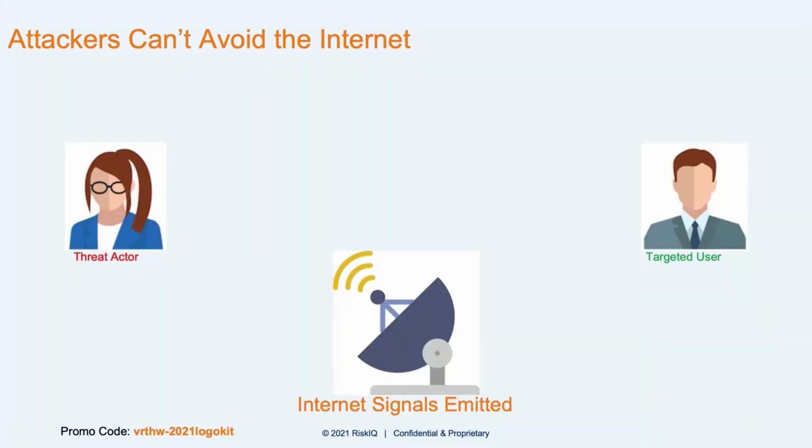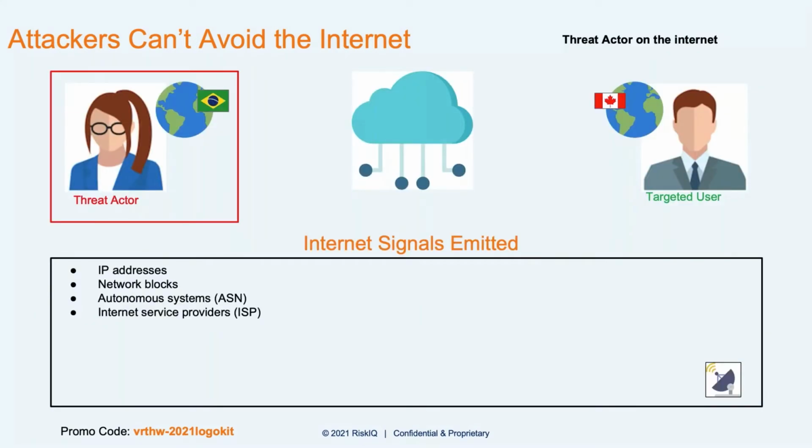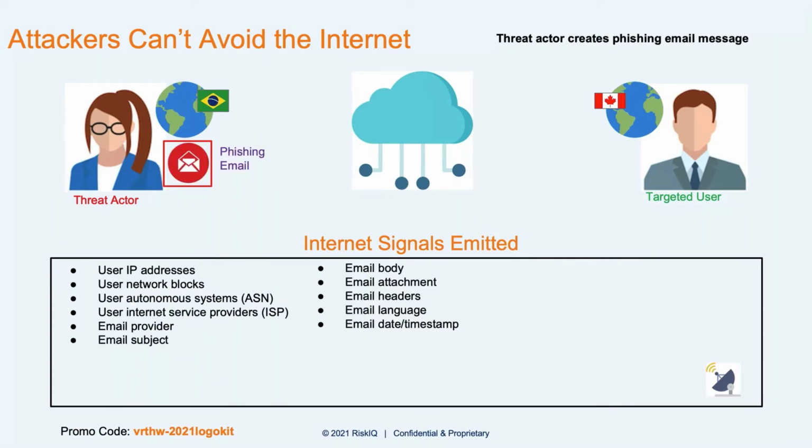So when we look at a threat actor and a target, say the threat actor is in Brazil and the target is in Canada. From the threat actor just going online, there's an IP address, a net block, an autonomous system, an internet service provider. And if they were going to do a phishing email, they're going to have to write that email. It's going to have a language in there. We're going to know what service provider, and there'll be some language and date and timestamps, and then it's sent.